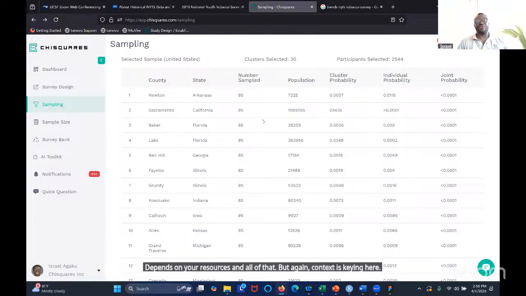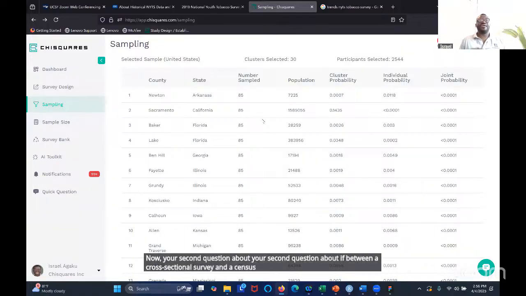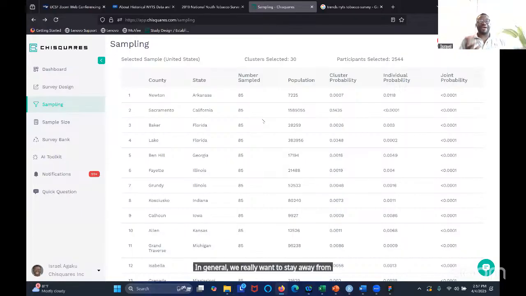Now, your second question is about whether, between a cross-sectional survey and a census, which is better? Well, that's not exactly how you asked it, but I'm just simplifying the question. In general, we really want to stay away from comparisons like that, because they don't really matter.